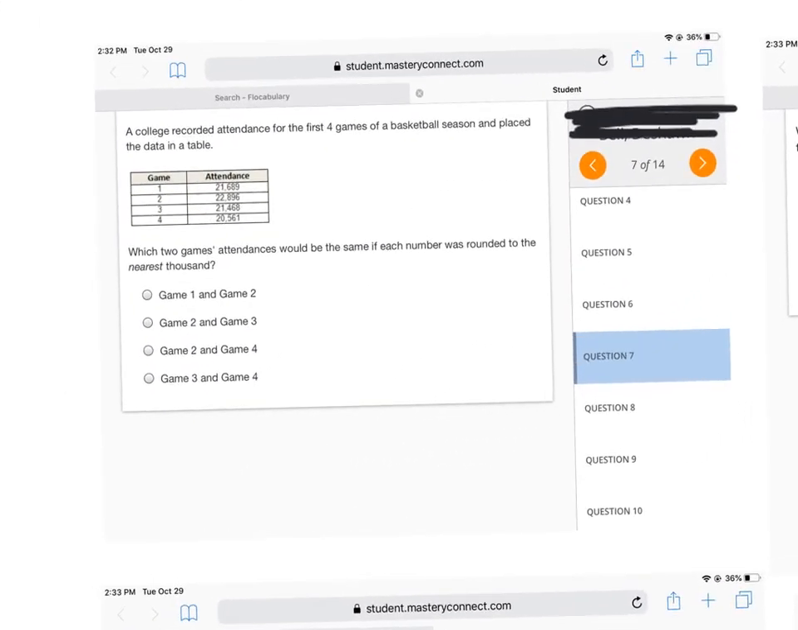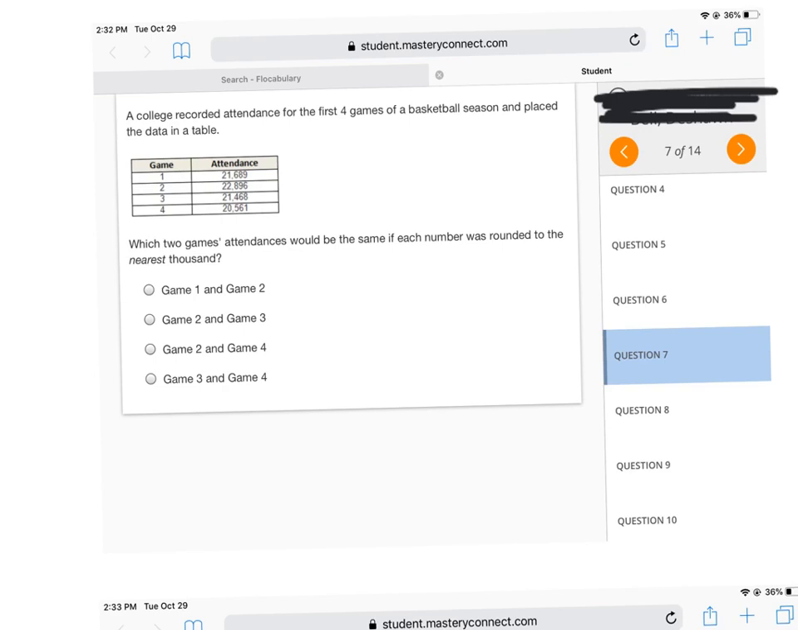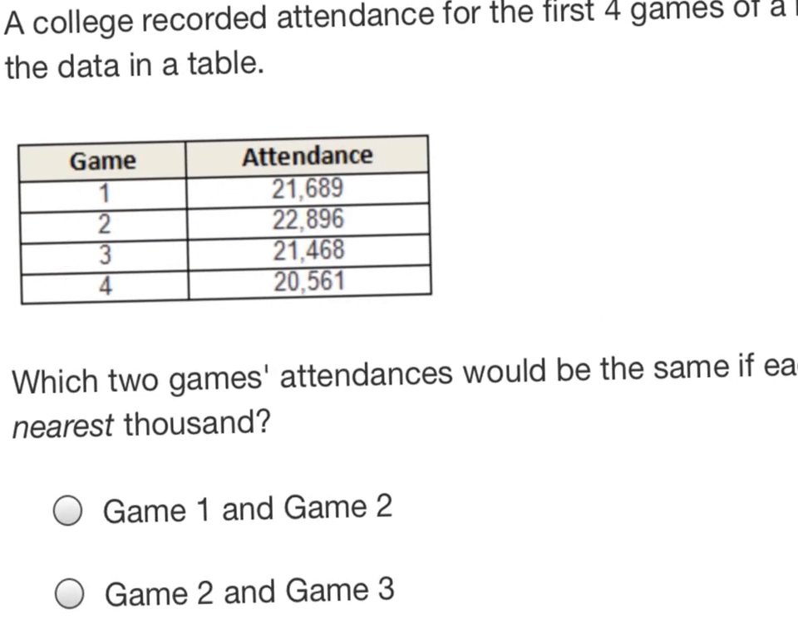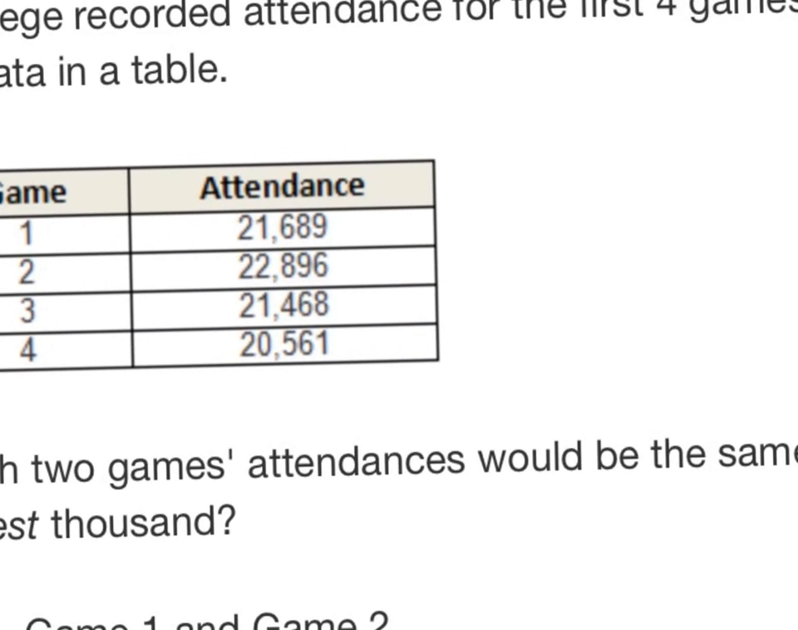Number 7. A college recorded attendance for the first 4 games of a basketball season and placed the data in a table. Which 2 games' attendances would be the same if each number was rounded to the nearest thousand? So that means I have to round all 4 of these numbers to the nearest thousands place. I'm going to underline or highlight all of my thousands so that I know where I'm rounding to. And then I'm going to look at their next door neighbors.